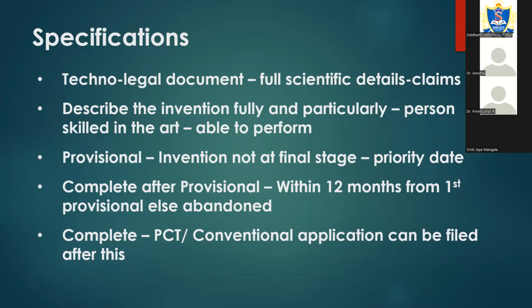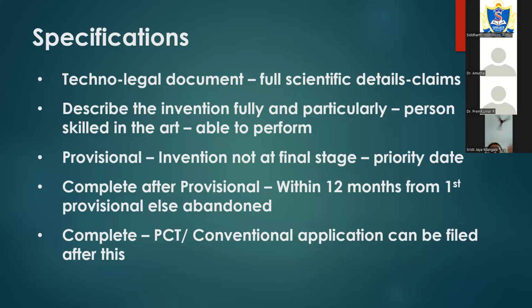At the same time, while describing the invention, the invention may not be obvious to the person skilled in the art, but he should be able to perform the invention on reading your document. So the specification should be drafted in such a way that the person skilled in the art is able to perform the experiment without any additional experimentation. On reading the document, he has to be able to perform the invention. That is considered as fully described.